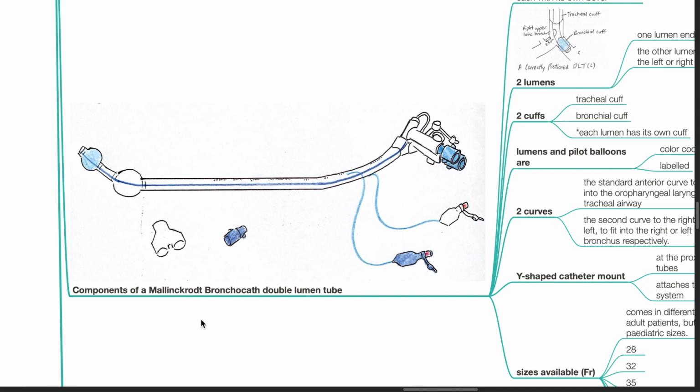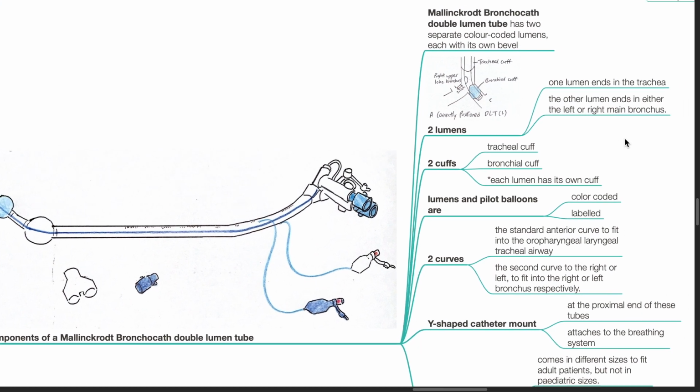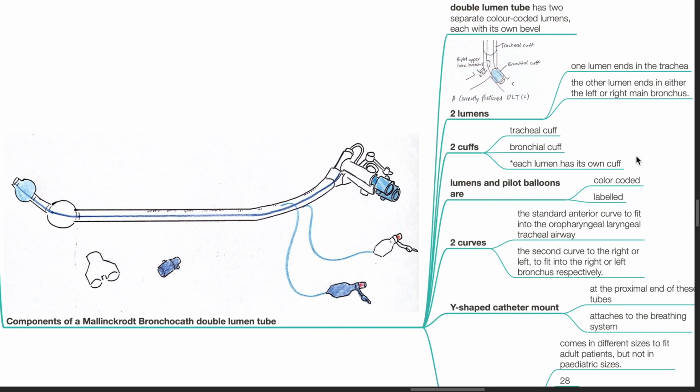Components of a Mallinckrodt bronchocath double lumen tube. It has two separate color-coded lumens, each with its own bevel. One lumen ends in the trachea, the other lumen ends in either the left or right main bronchus. There are two cuffs, the tracheal and bronchial cuff. Each lumen has its own cuff. Lumens and pilot balloons are color-coded and labeled.